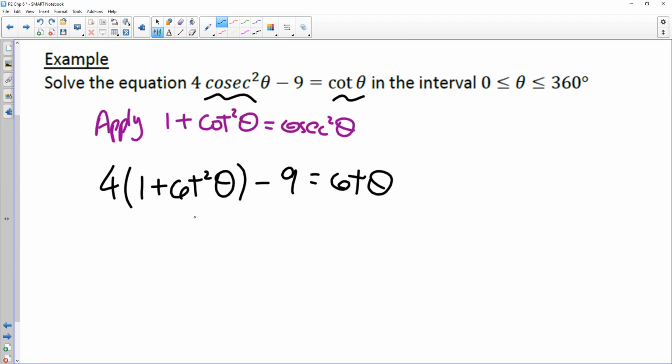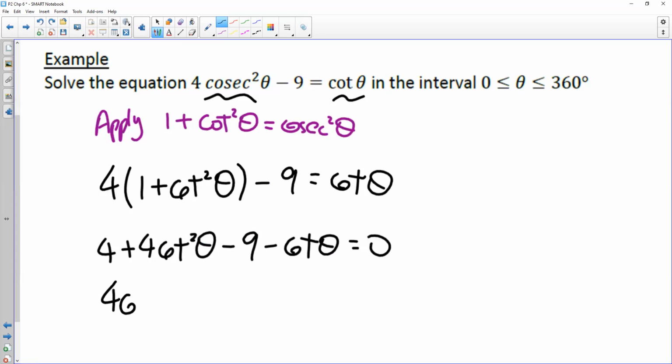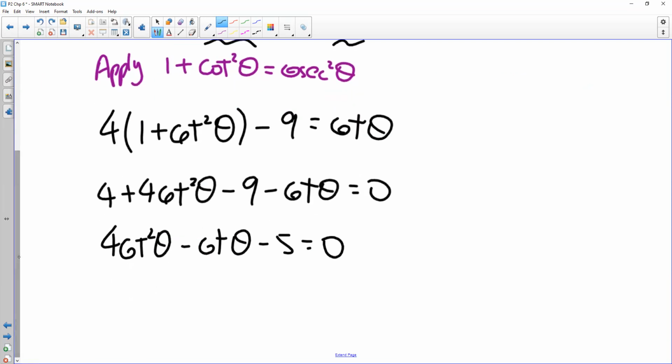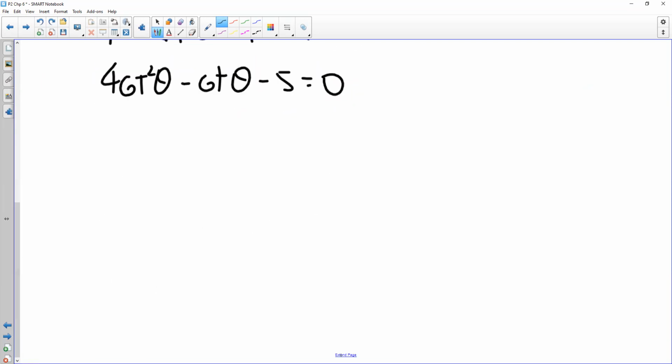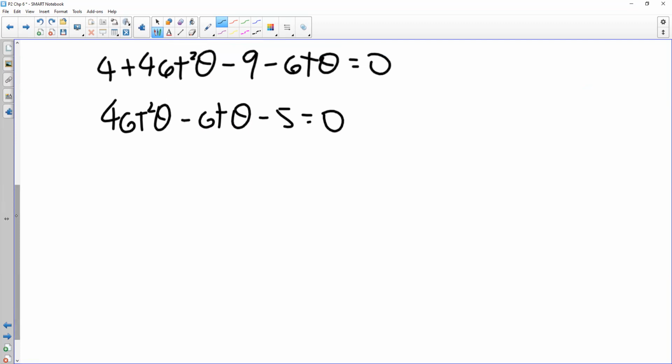Expand the bracket, and you should see a quadratic. So 4 plus 4 cot squared theta minus 9 minus cot theta equals 0. So 4 cot squared theta minus cot theta minus 5 equals 0. You should execute this algebra perfectly. And then what you can do is simplify the quadratic and factorize it. You should get cot theta equals 5 over 4, or cot theta equals -1.